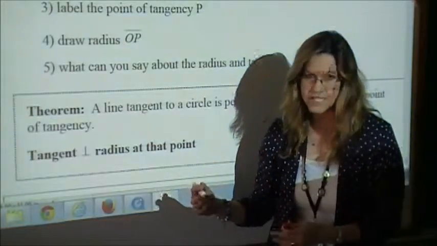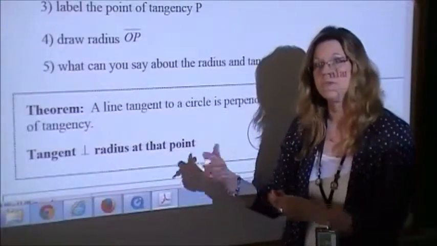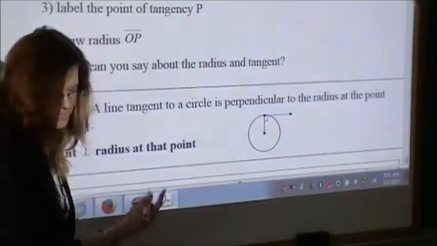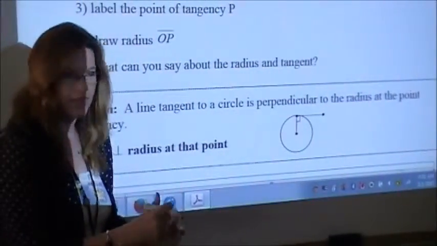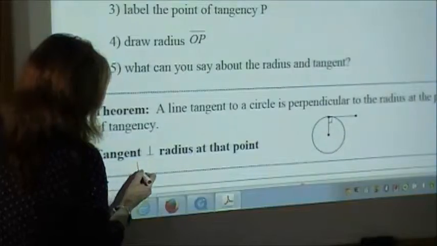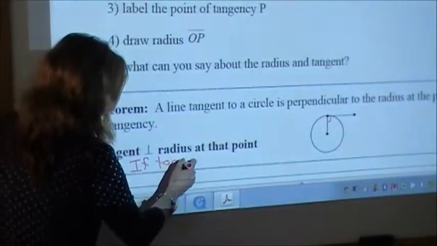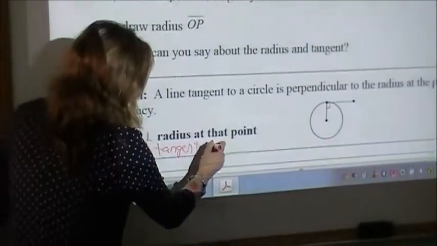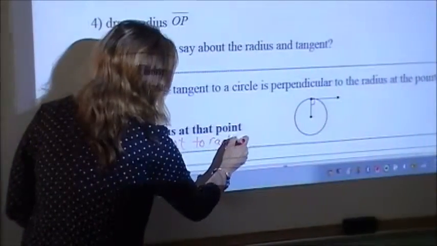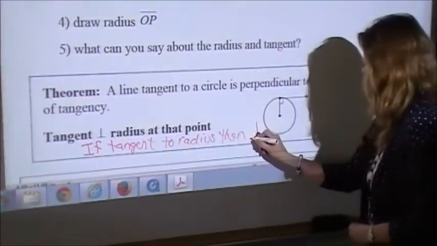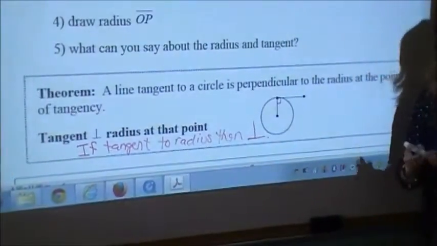If we put this in conditional form, which we're going to need to when we do proofs later in the unit, we're going to write that if tangent to radius, then perpendicular. So this is the actual conditional statement. If tangent to radius, then perpendicular. And again, we're going to use that later in proofs.